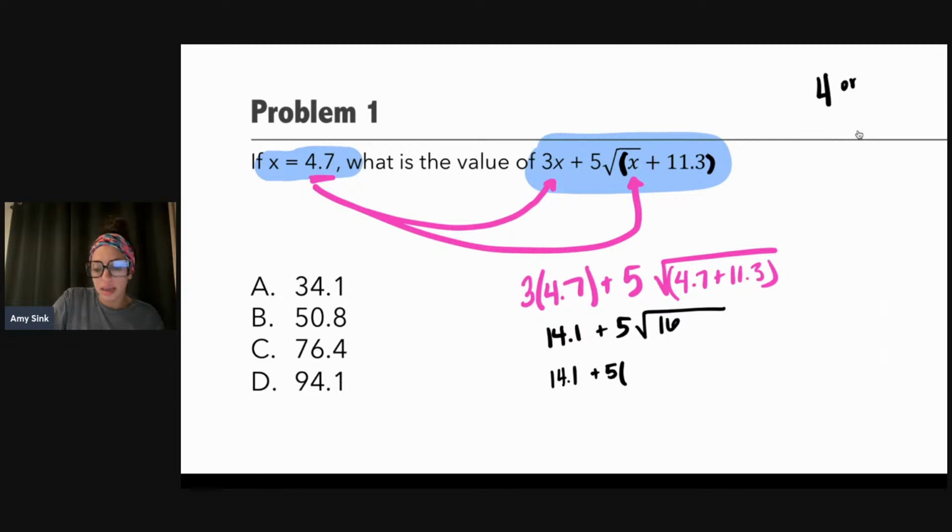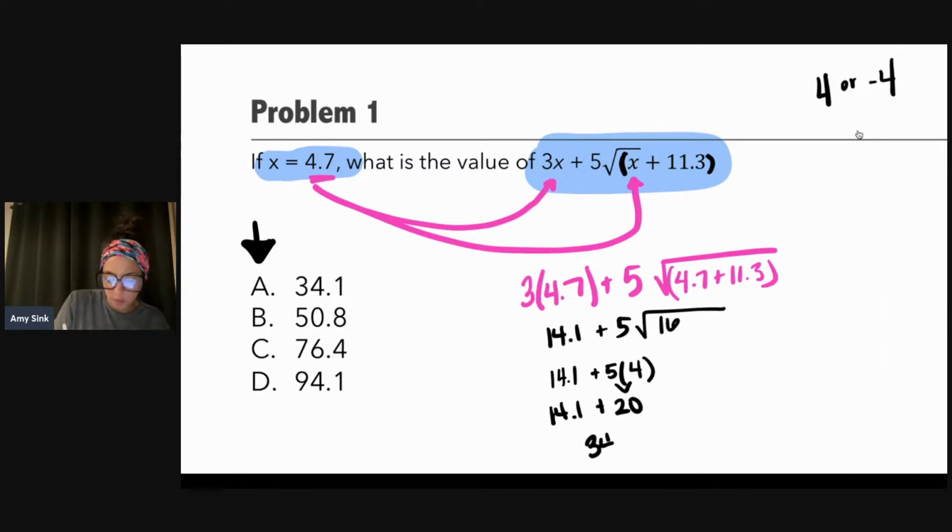4 or negative 4, because 4 times 4 is 16, but negative 4 times negative 4 is also 16. So I'm going to plug in 4 here. I could plug in negative 4, but I can already see in my answer choices that I'm going to need to use that positive 4 instead. 14.1 plus 5 times 4 is 20, and 14.1 plus 20 is 34.1. So I can quickly see that my answer is A.